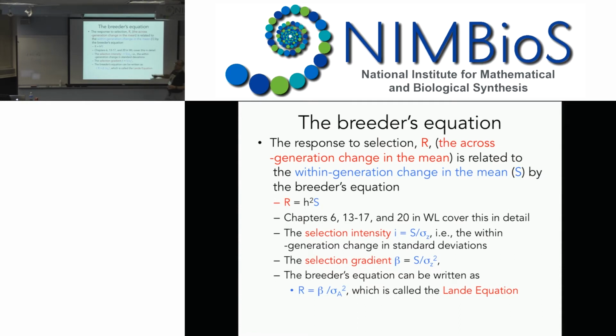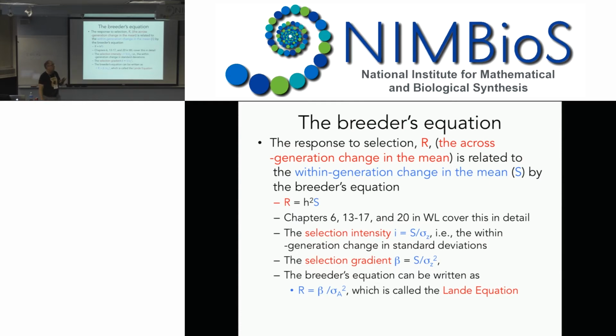What's this within-generation change? Suppose this is the entire population, and I only let people with glasses reproduce, right? So I take the mean of everyone, then take the mean of people with glasses. The mean of people with glasses is the people that reproduce. That minus the overall mean is the within-generation change. That could be really, really large, but if h squared is small, only a fraction of that gets transmitted.